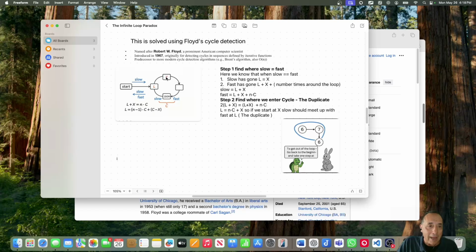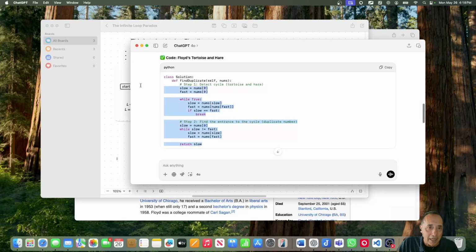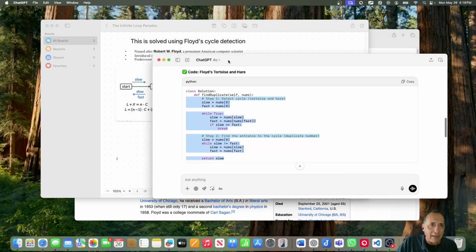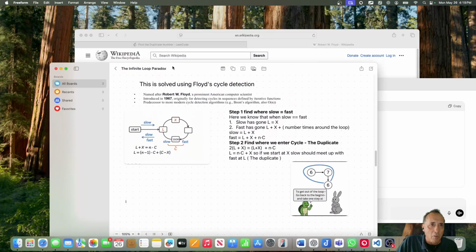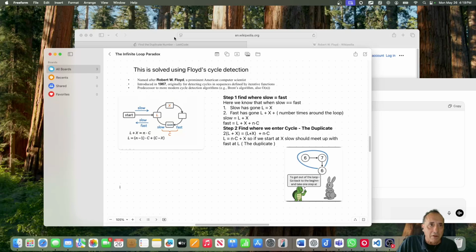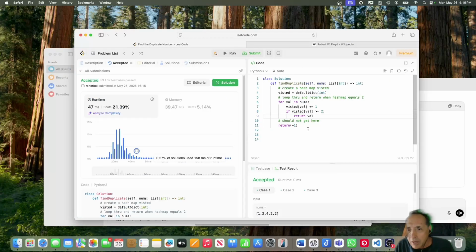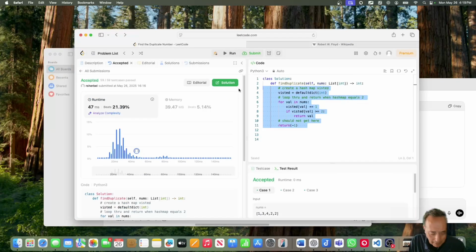And once they meet at this point x, if you reset this and have each of them only go 1 step, this one will cycle around here to here. This one will cycle to here, and you'll actually find your duplicate number. And this is called the Floyd cycle detection algorithm. So let's see what happens if we actually put that algorithm into our solution. We're going to go over here and take the output of ChatGPT, which when you're practicing, I don't suggest you do. We're going to just pretend we coded this up from scratch.